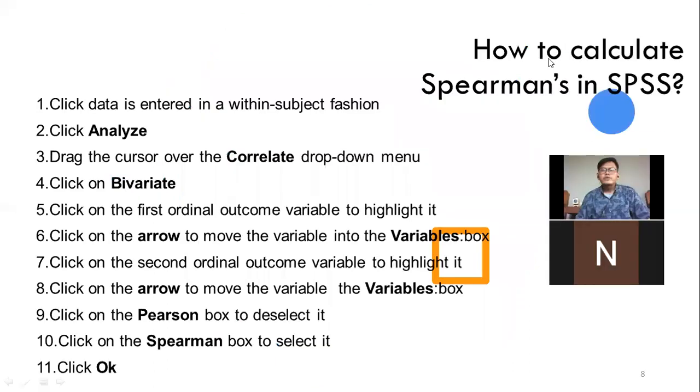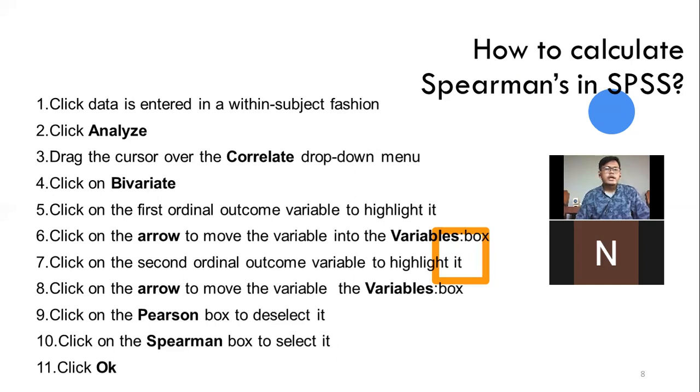And how to calculate Spearman in SPSS? First, make sure data is entered in within-subject fashion. Second, click analyze. Third, drag the cursor over the correlate drop-down menu. Fourth, click on Bivariate. Fifth, click on the first ordinal outcome variable to highlight it. Sixth, click on the arrow to move the variable into the variable box.